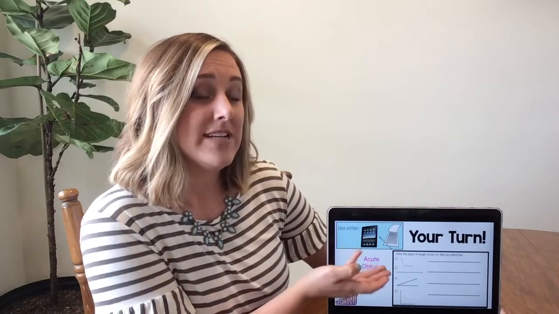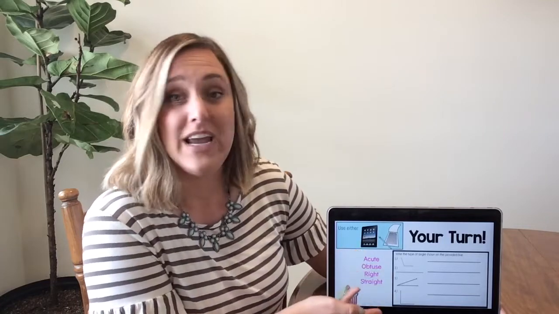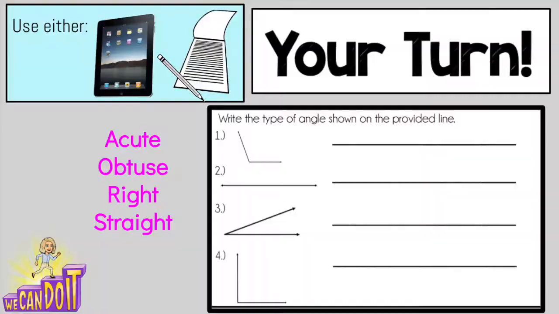Okay, so let's go ahead and check our knowledge. So what you'll see here is this is when you're going to need your paper and pencil, by the way, or your iPad. And you're going to write down the numbers 1, 2, 3, and 4, and you're going to use this word bank. These angles are either going to be acute, obtuse, right, or straight, and you will give each angle its name. So go ahead and pause this video and make sure that you complete these.